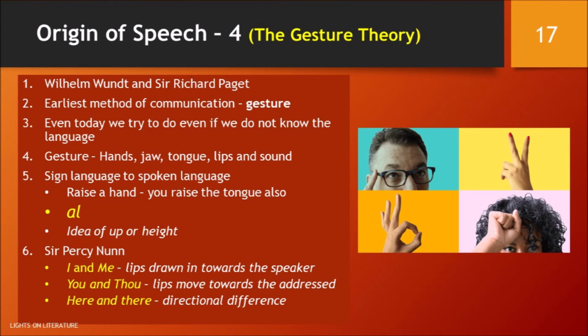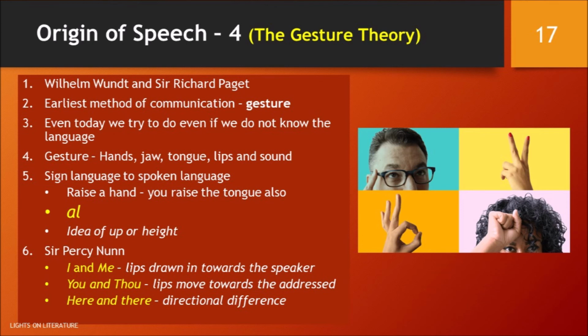The interesting fact is that every hand gesture is accompanied by a corresponding movement of the tongue, the lips, and the jaws. And in the course of time, the hand gesture was replaced by the corresponding tongue, lip, jaw movement, which is nothing but a shift from sign language to spoken language.